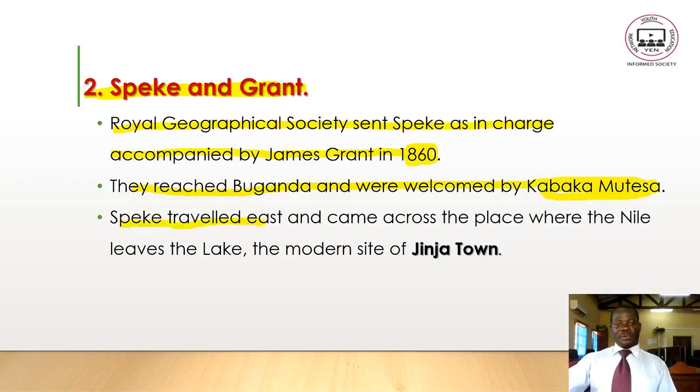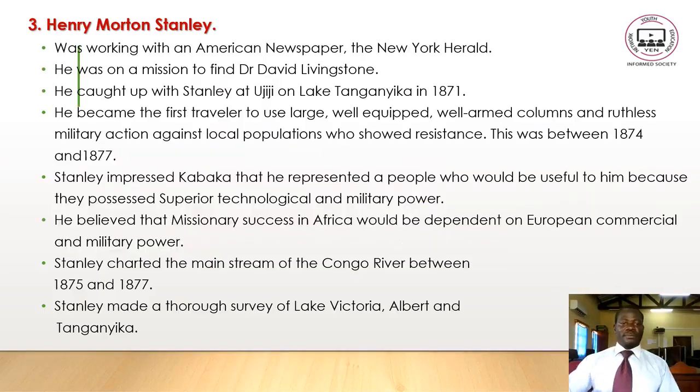So Speke traveled east and came across the place where the Nile leaves the lake, the modern site of Jinja town. So he arrived at the source where the Nile River starts, going out of Lake Victoria.